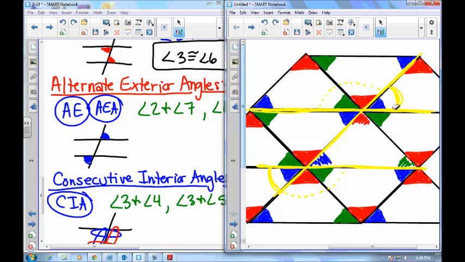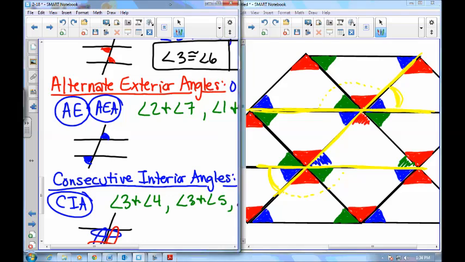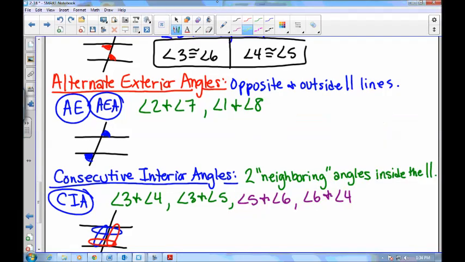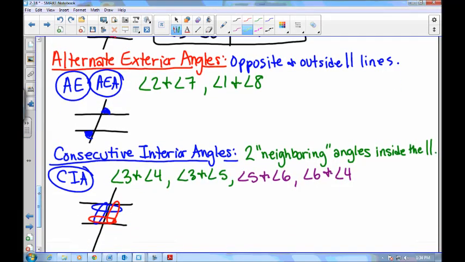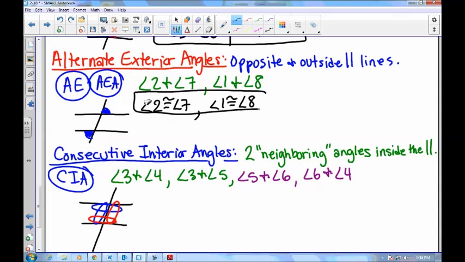So let's go to our paper. I need to grow like 2 inches. That would help me out a little bit. Okay, so angle 2 is congruent to angle 7. Angle 1 is congruent to angle 8. We have one more. What's the last one?